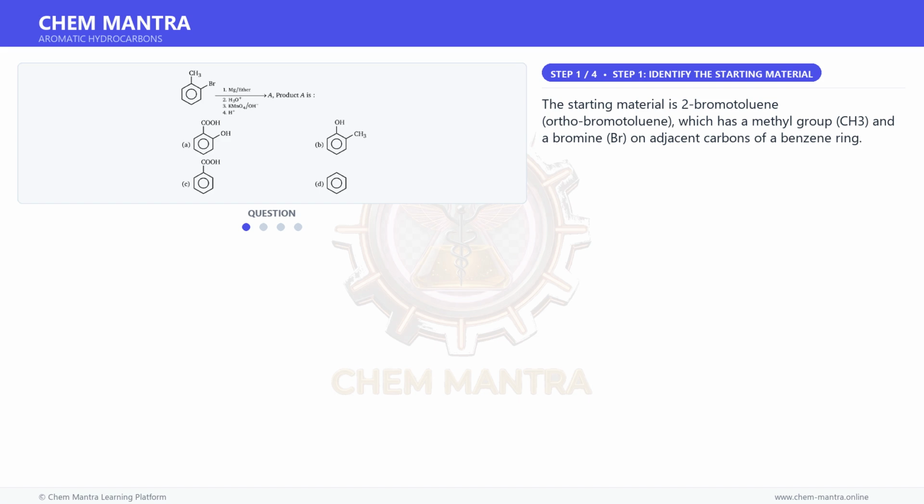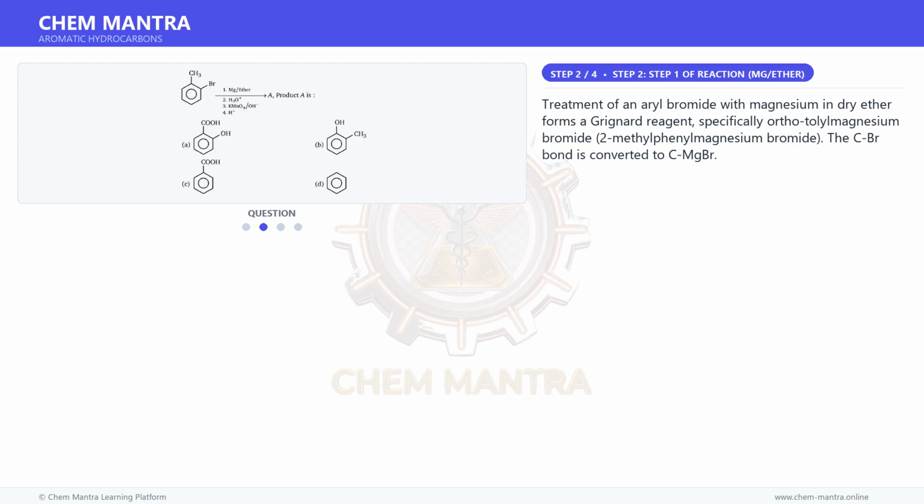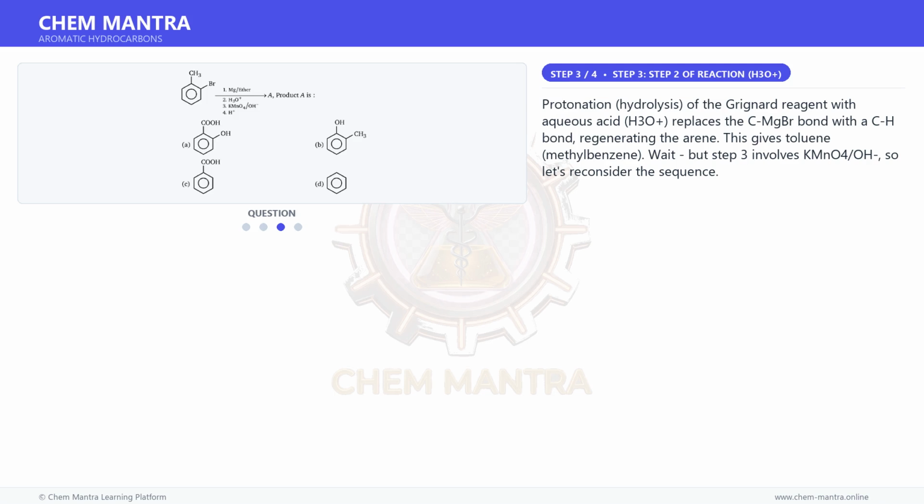a benzene ring. Moving on to the next step. Treatment of an aryl bromide with magnesium in dry ether forms a Grignard reagent, specifically ortho-tolylmagnesium bromide, 2-methylphenylmagnesium bromide. The C-Br bond is converted to C-MgBr. Moving on to the next step.